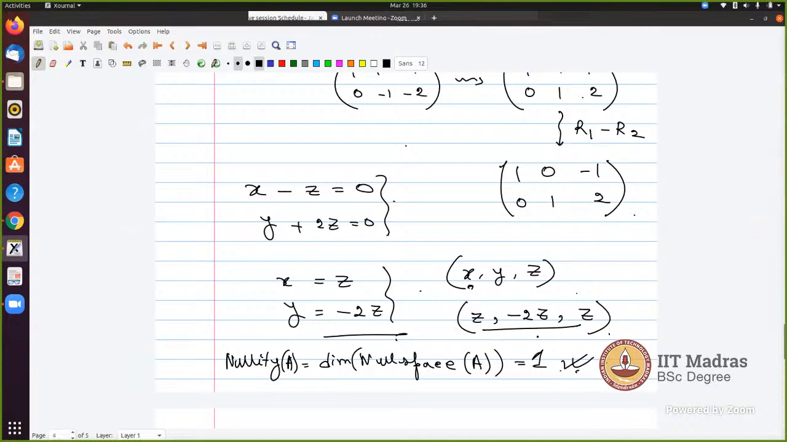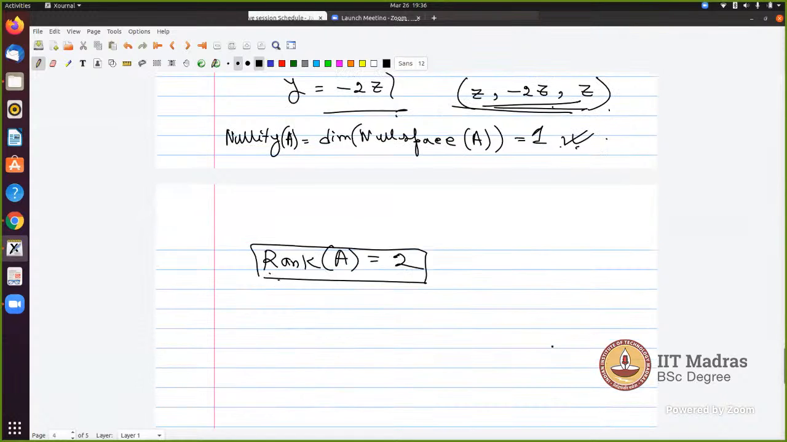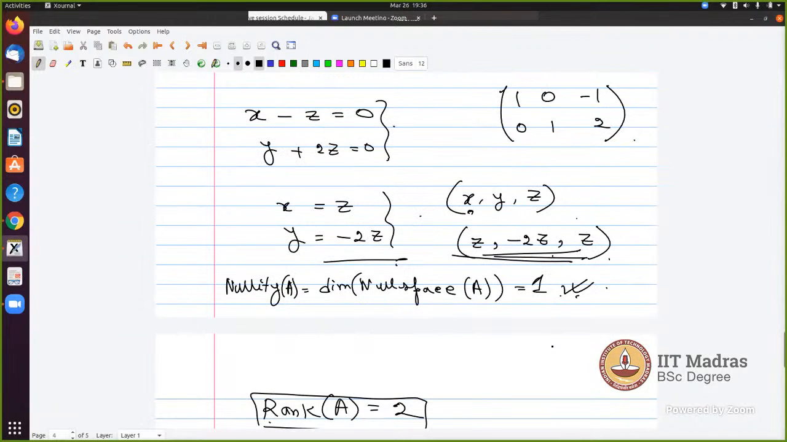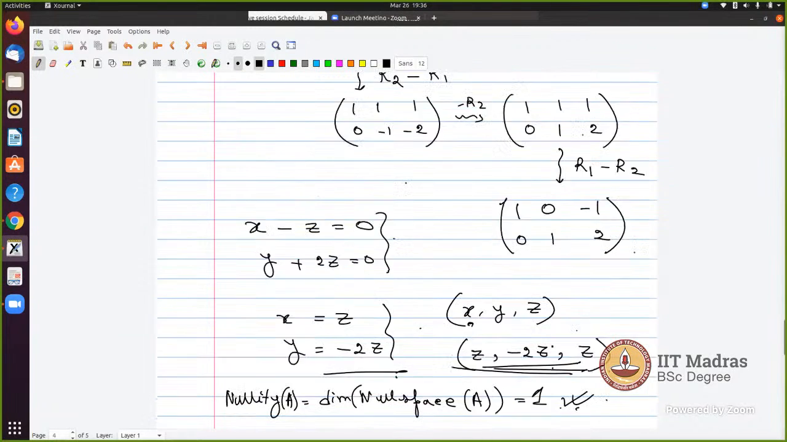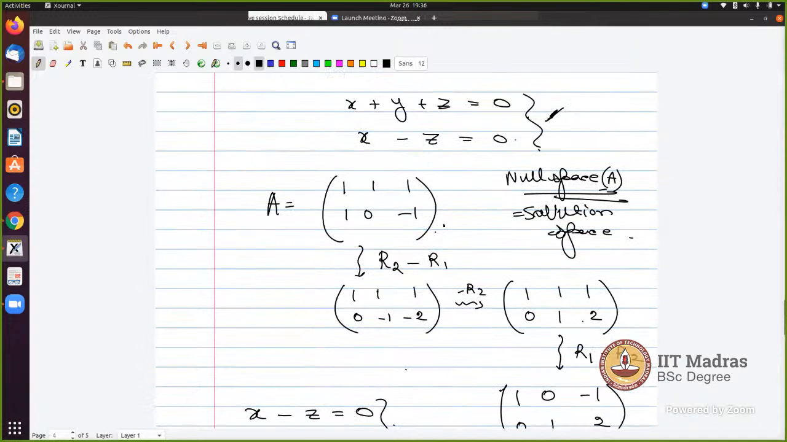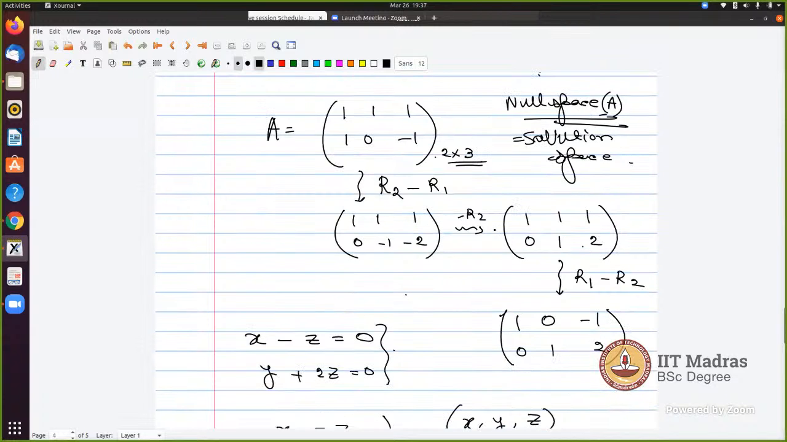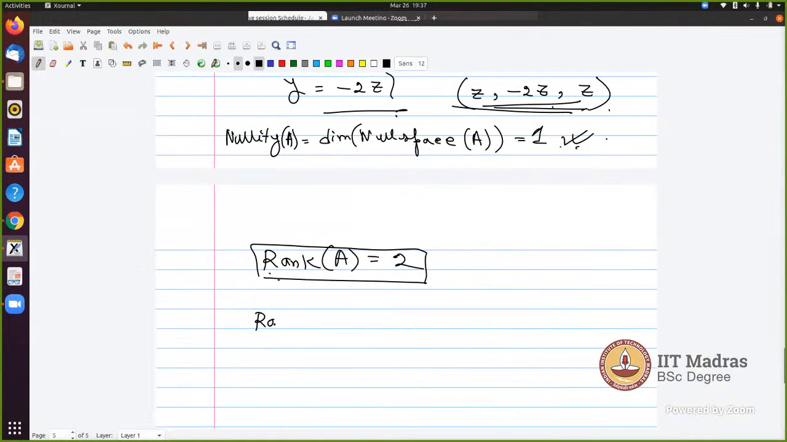Columns minus rank is 1. By the rank-nullity theorem, we have just now found the nullity. This is the null space, so the dimension of the null space is the nullity, that is 1, right? Yes, sir. And rank is 2, that is also clear, right? So we started with a 2 cross 3 matrix, so rank plus nullity should be 3.